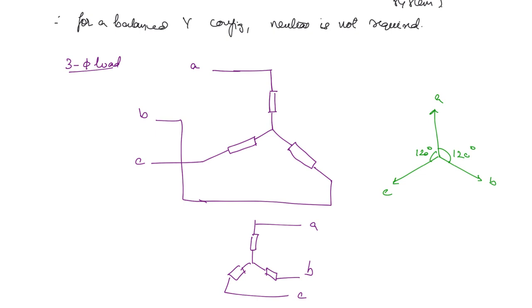And also sometimes what happens, you will have another way of representing this. This is how you draw the configuration, the star configuration. In this way, if you take this as A, then you take this as B and this as C.